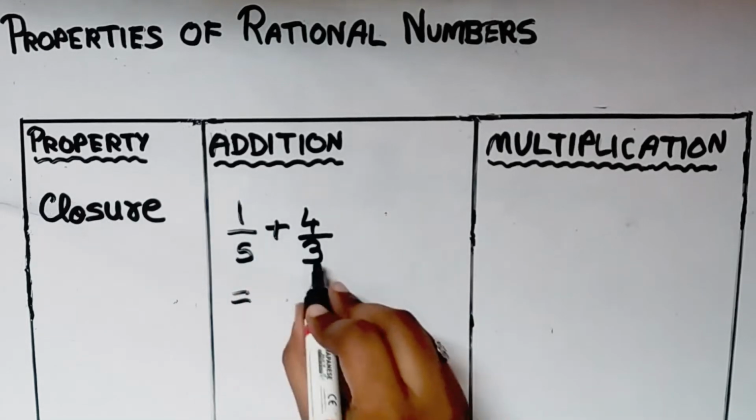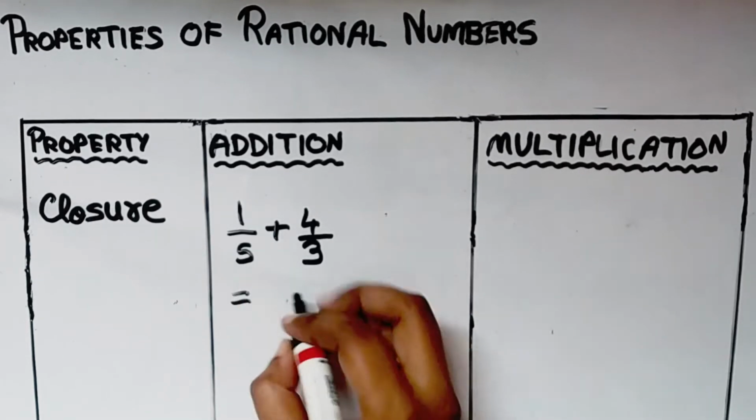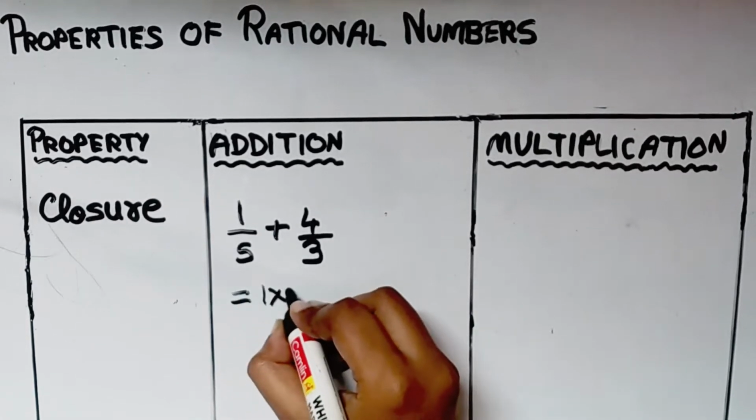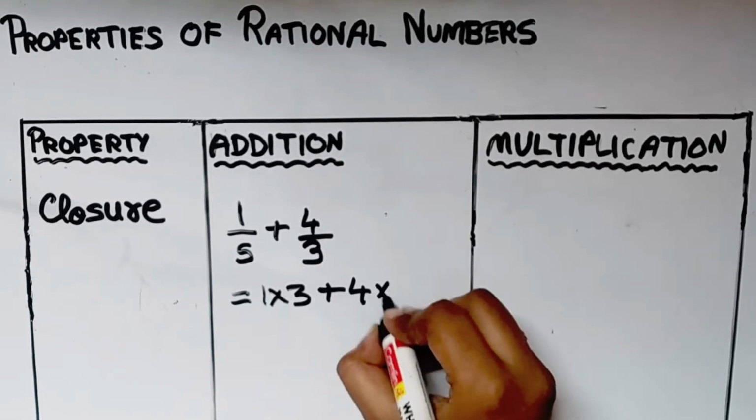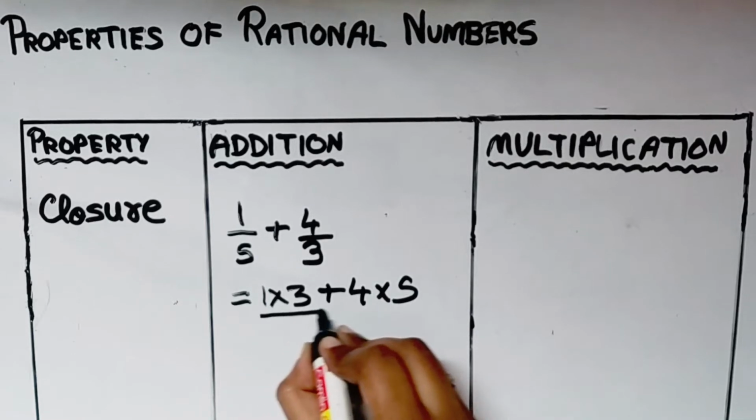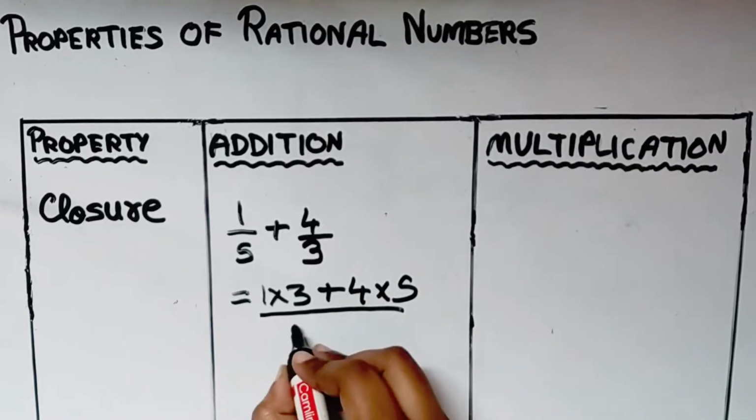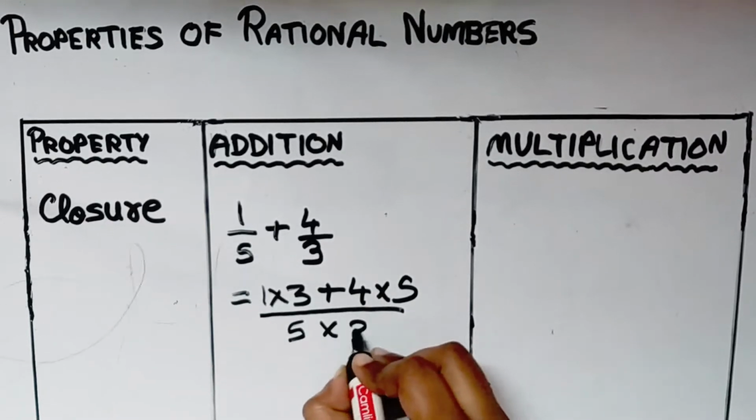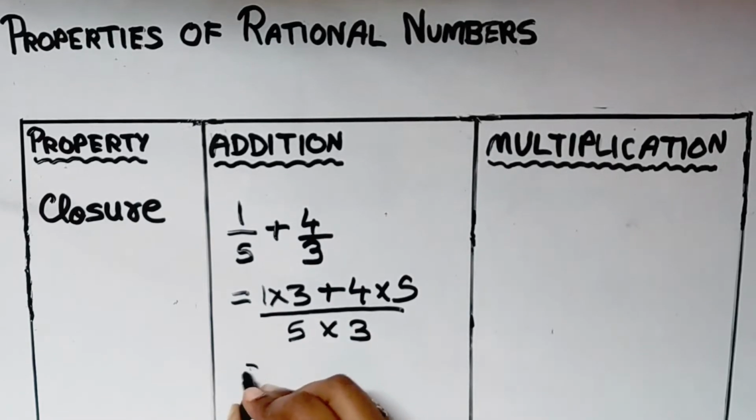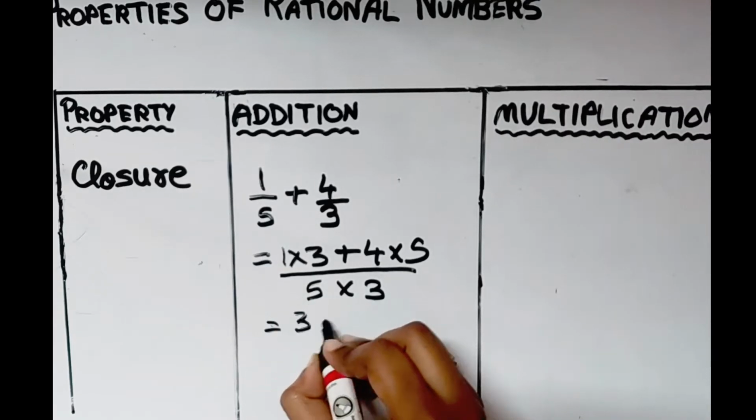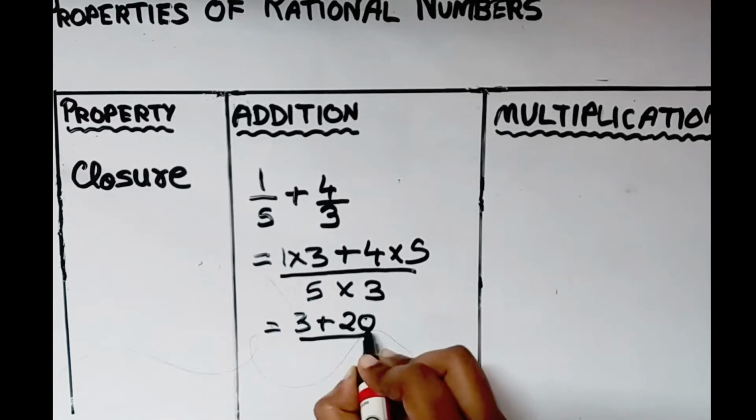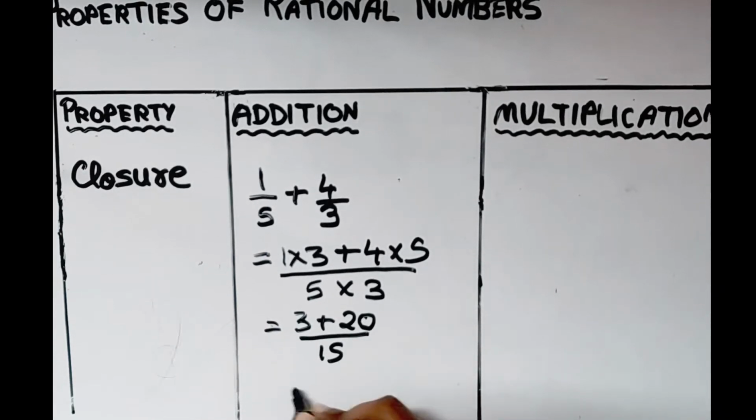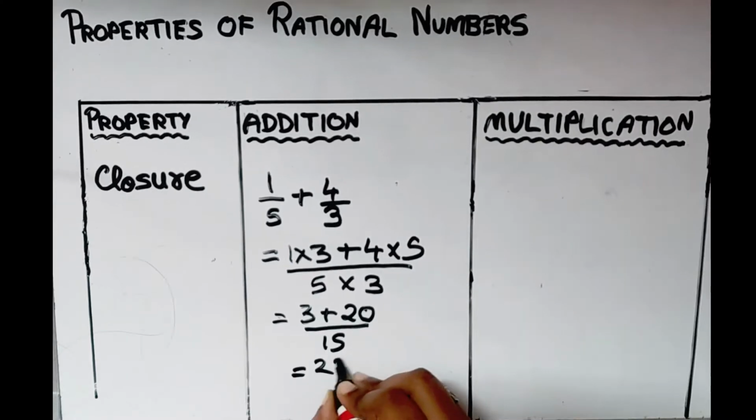We will solve by cross multiplication. 1 into 3 plus 4 into 5 upon 5 into 3. Now the answer is: 3 ones are 3 plus 4 fives are 20 upon 5 threes are 15. So the answer is 23 upon 15.